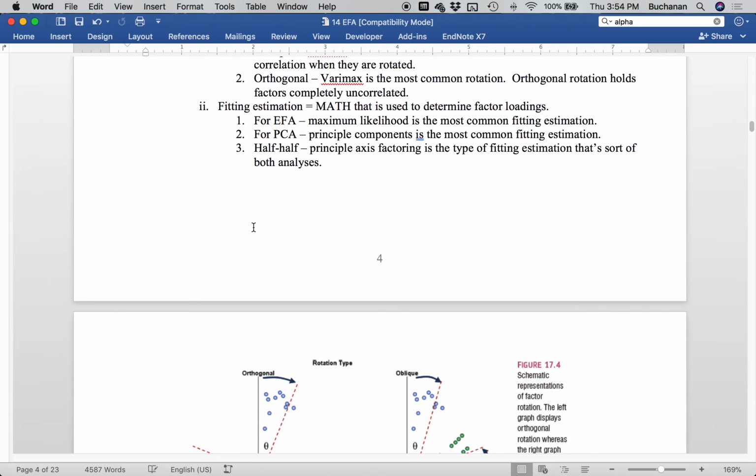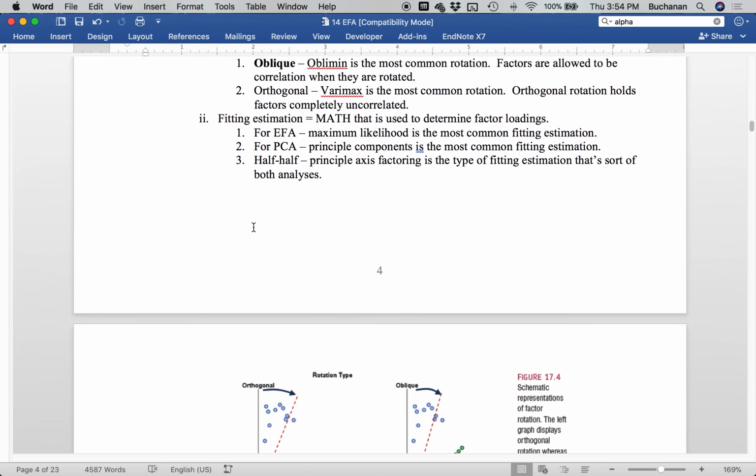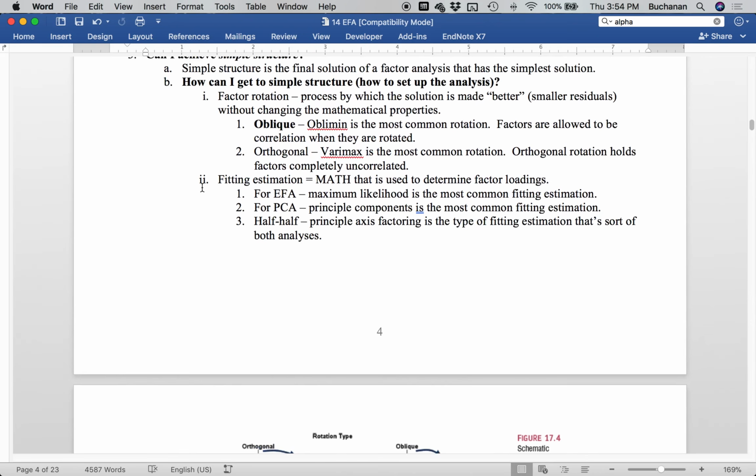Okay, so how do I do that mathematically? Well, we're going to tell it to run an oblique rotation, but there's also some different types of math that go on here. So all semester we've been working with, unless you've done log regression, we've been working with least squares. So ANOVA, MANOVA, ANCOVA, regression, everything up to this point has been least squares math. Okay?